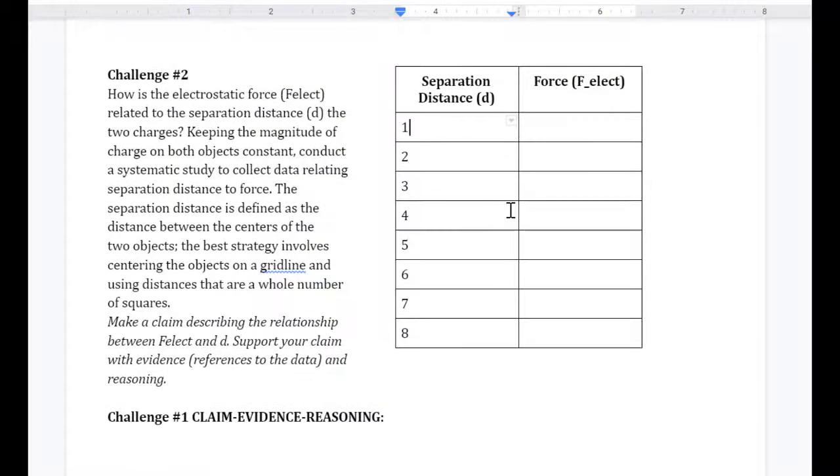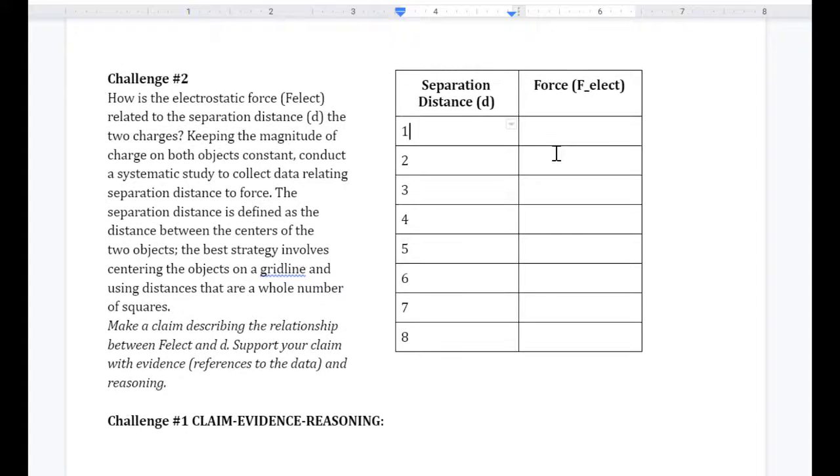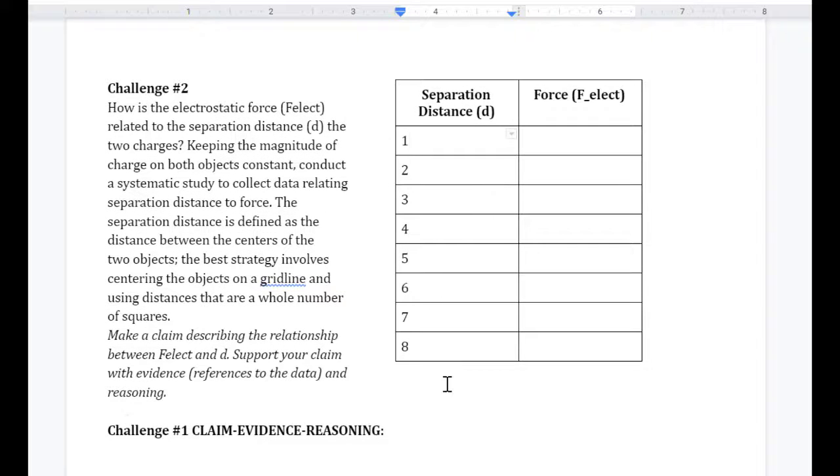And your reasoning. So you'll look and see like if you double the distance, what happened to the force? So go through here, and the reason why we kept the numbers easy is because you can kind of see how they relate. If you double one, does it double the other? Or does it go down by a certain amount? So just do your best here.